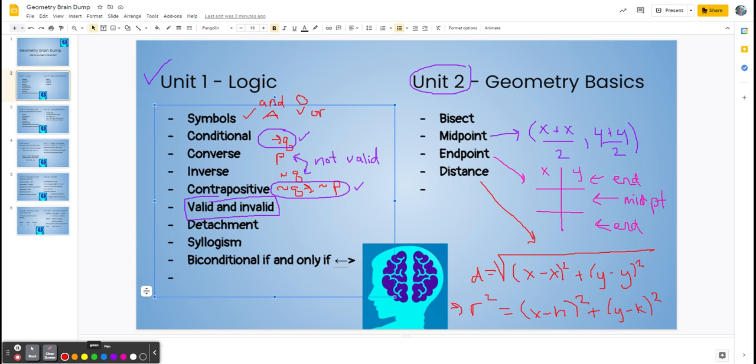Okay. What am I missing? I've got midpoint, I've got endpoint, I've got distance. What? Bisect. So what does bisect mean? Absolutely. So I'm going to divide by 2, whatever it is. That's bisect. What's my other formula that shows? Whatever it is, divide by 2. Bisect means you divide stuff by 2.